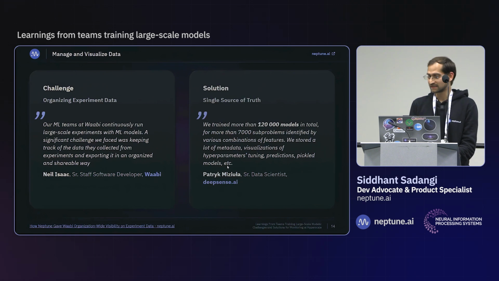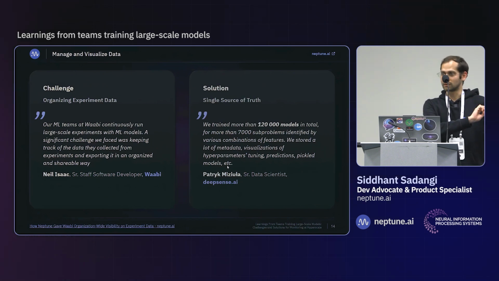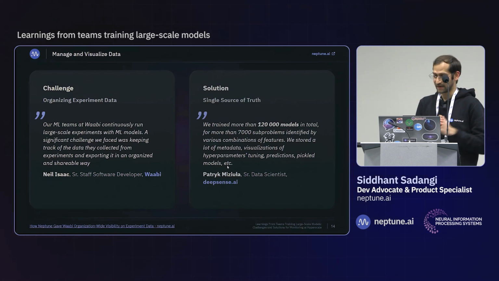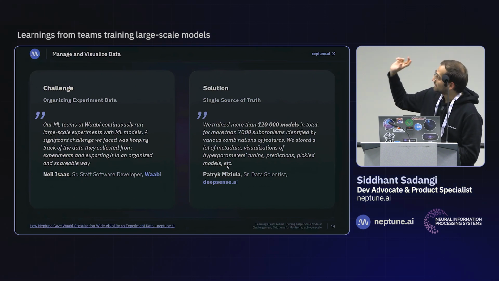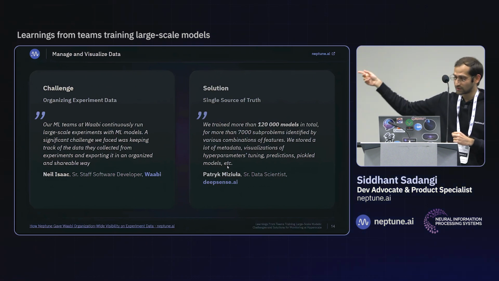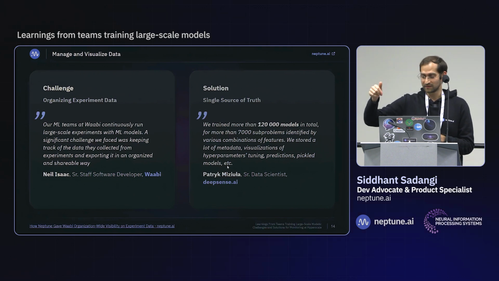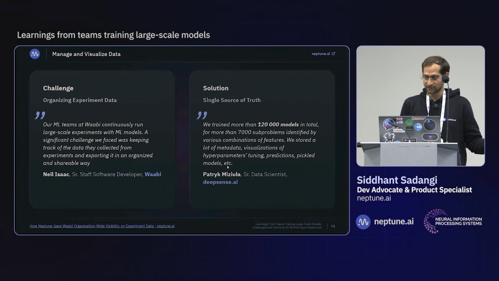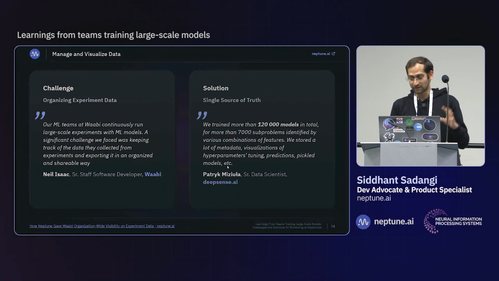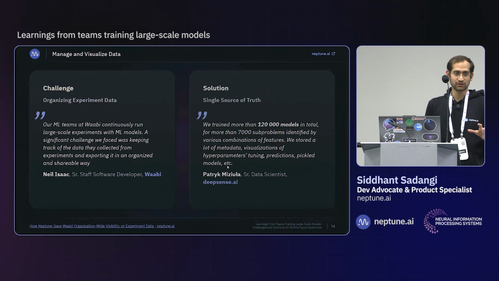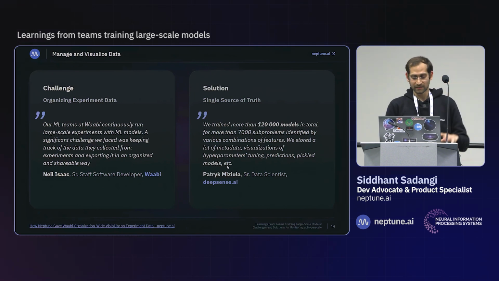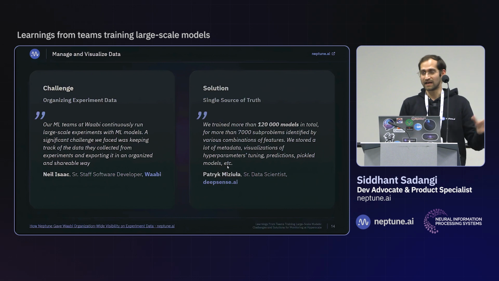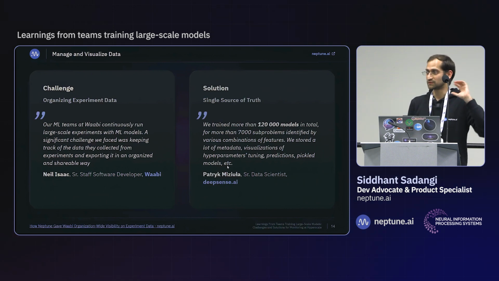Now, this brings us to the single source of truth principle that we had discussed earlier. As Patrick from DeepSense says, they trained more than 120,000 different models for more than 7,000 sub-problems identified by different combinations of features. And what they did was store a lot of metadata, visualizations, hyperparameters, predictions, models, etc., in the same dashboard. So you have that one dashboard that gives you the complete overview of the problem.